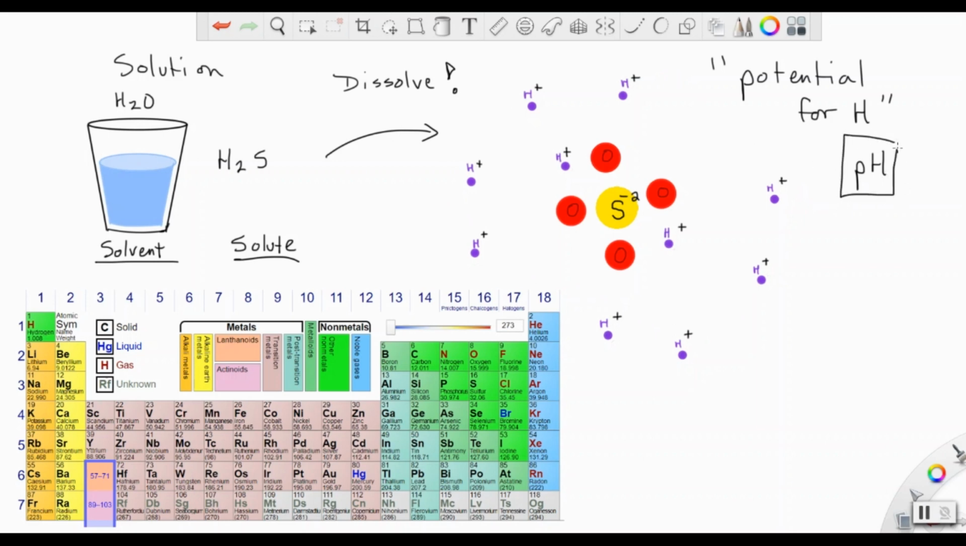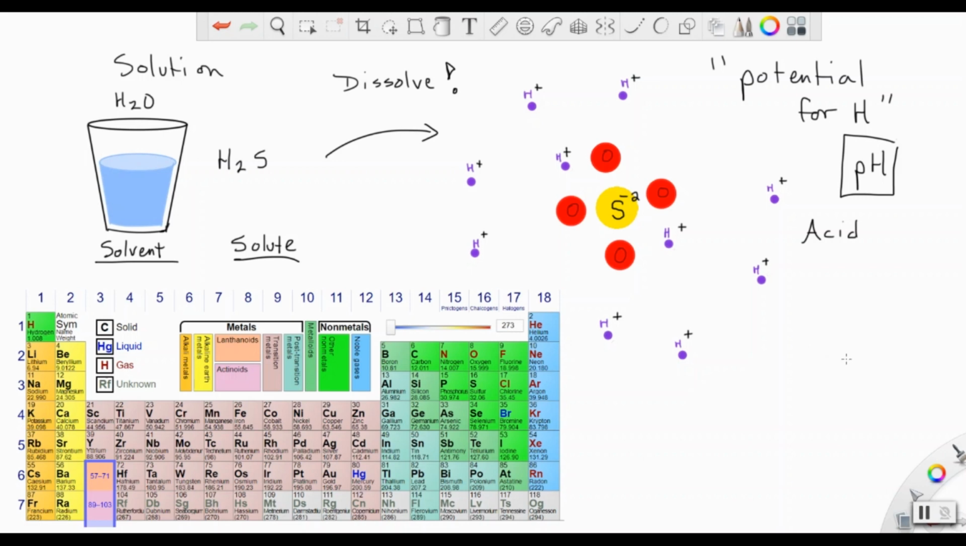pH essentially means potential for hydrogen, and a very low pH has very many hydrogens in the solution, and a very high pH does not. Okay. Now, if you have such a solution, we call this an acid, because low pH, or high numbers of hydrogens, is an acid.